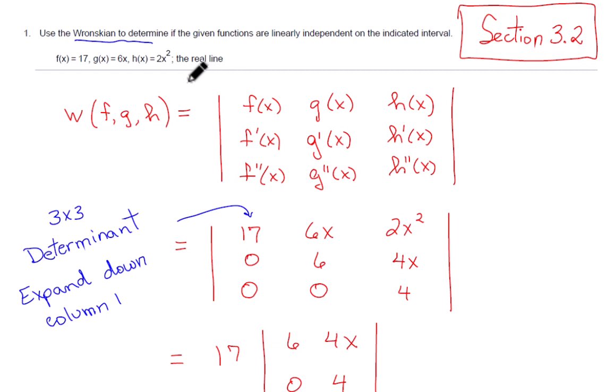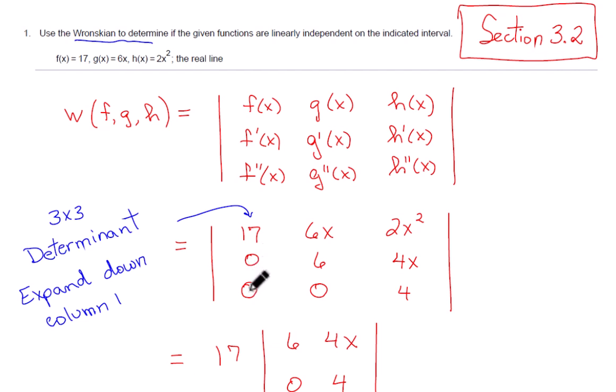So, what do we have? We have f of x is 17, g of x is 6x, h of x is 2x squared. And the interval in question is the entire real line. To form the Wronskian, we've got our three functions across the top row, their first derivatives and their second derivatives. All right, so I have f of x is 17.